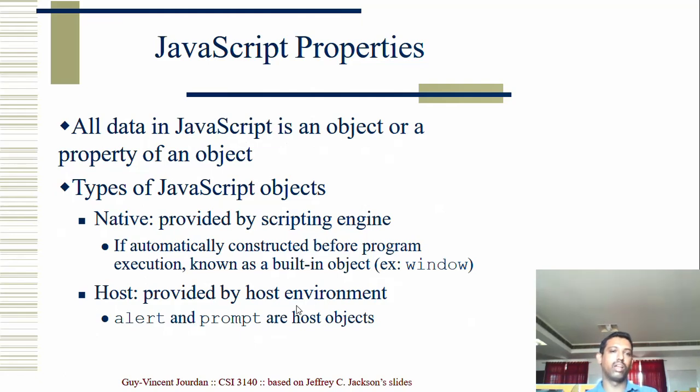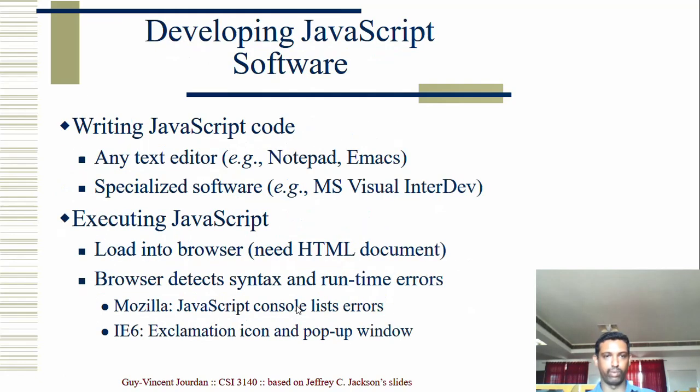All the data in JavaScript are objects, and they are properties of those JavaScript objects. So there are native objects and host objects. Native objects are provided by the scripting engine, and host objects are provided by the host environment. In native we can provide an alert window, but in host we can provide the prompt window.